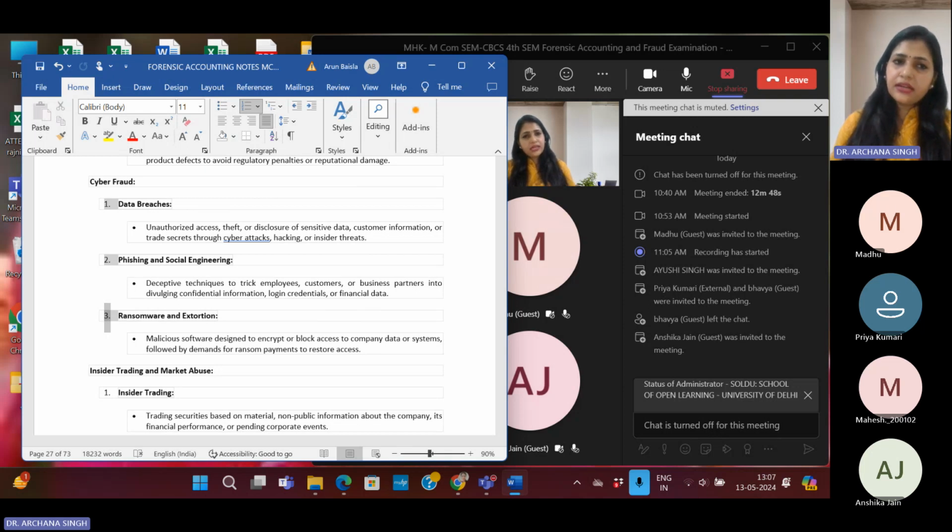So cyber frauds they can commit, phishing and social engineering they can commit, using deceptive techniques to trick the employees, customers, and business partners into divulging confidential information, login credentials, or financial data. So by tricking the employees, customers, or business partners, they can get the company's sensitive data, login credentials, and financial data.